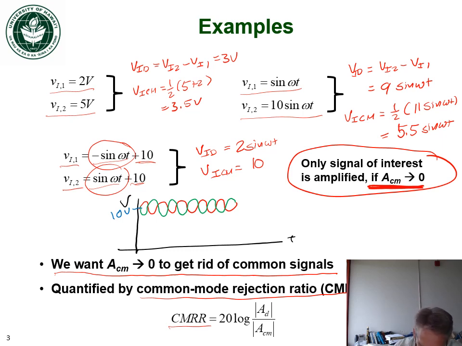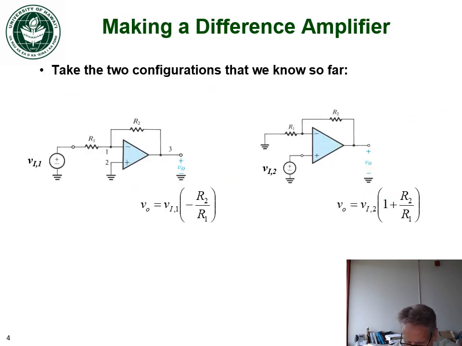All right, so if we want to amplify the difference between two signals, how do we do that? Right? We want to use differential signaling, so we need an amplifier that's going to amplify the difference between signals for differential signaling. All right, so what do we know so far? How do we go about making a difference amplifier? That's the next task here.